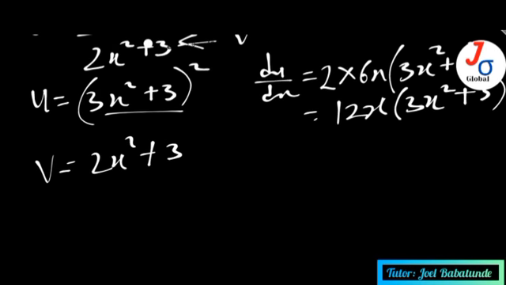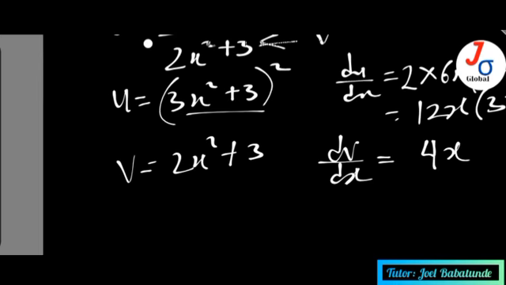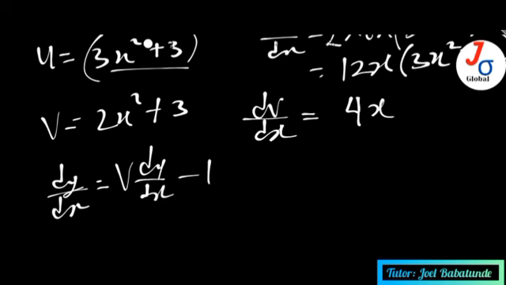Then let me differentiate v. The dv/dx now becomes 2 times 2, you have 4, that's 4x. Okay, so from the quotient rule, I have dy/dx equals v du/dx minus u dv/dx over v squared.